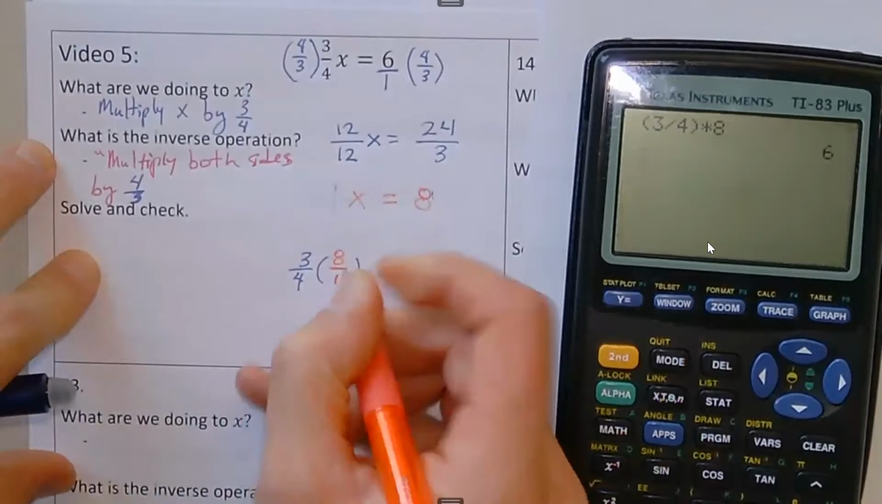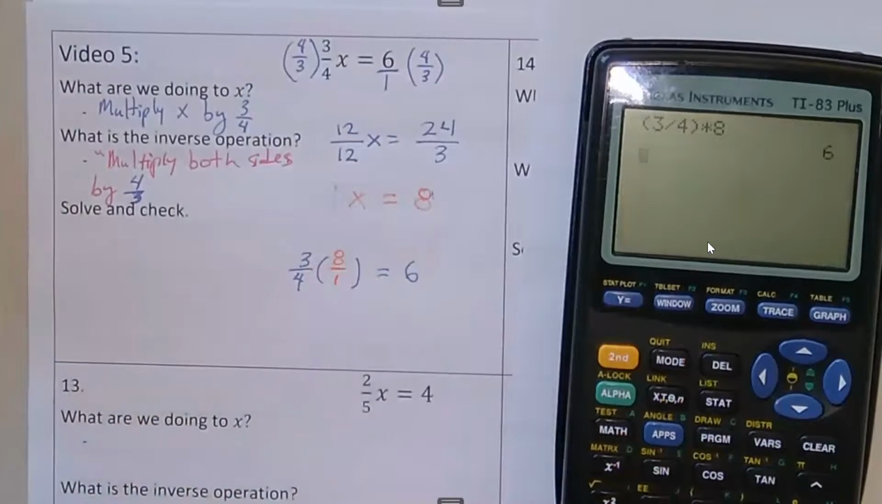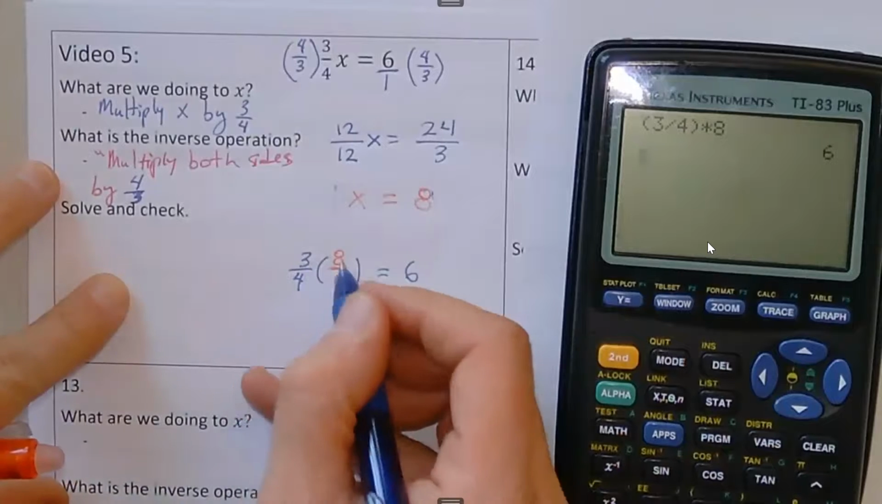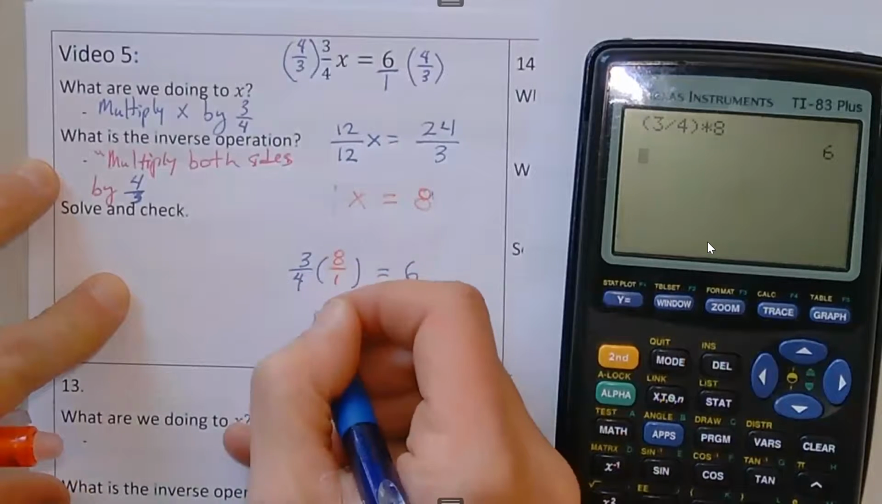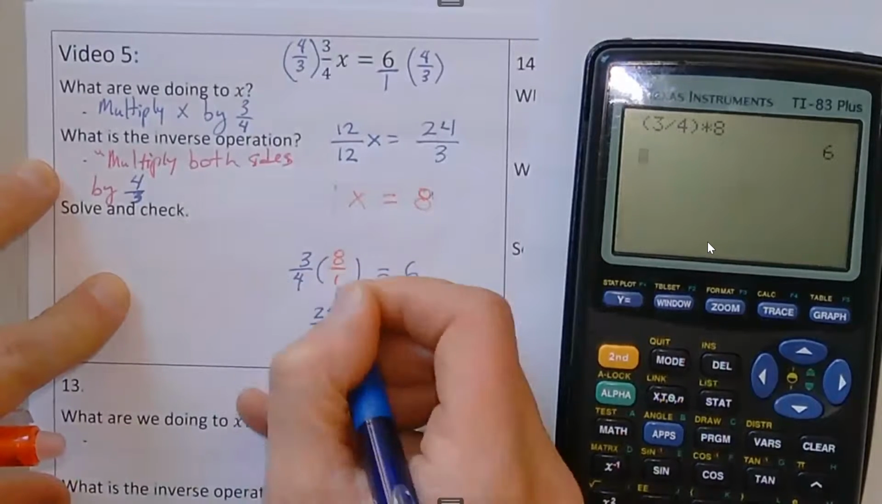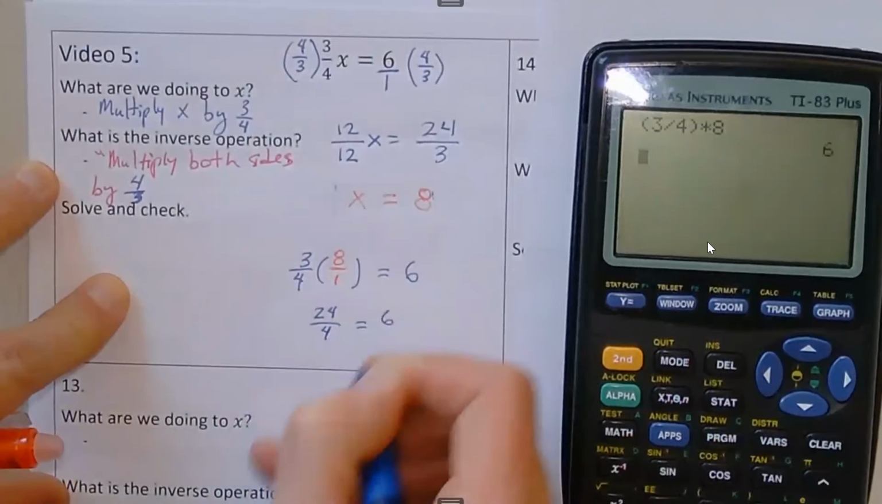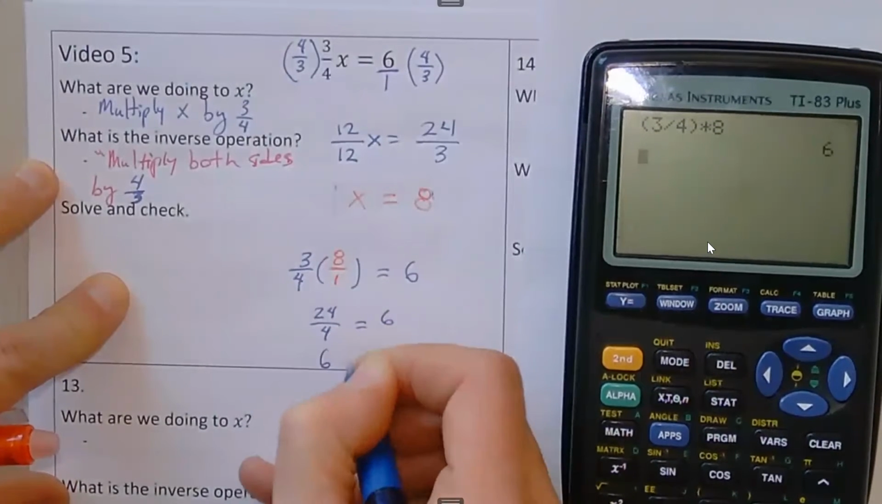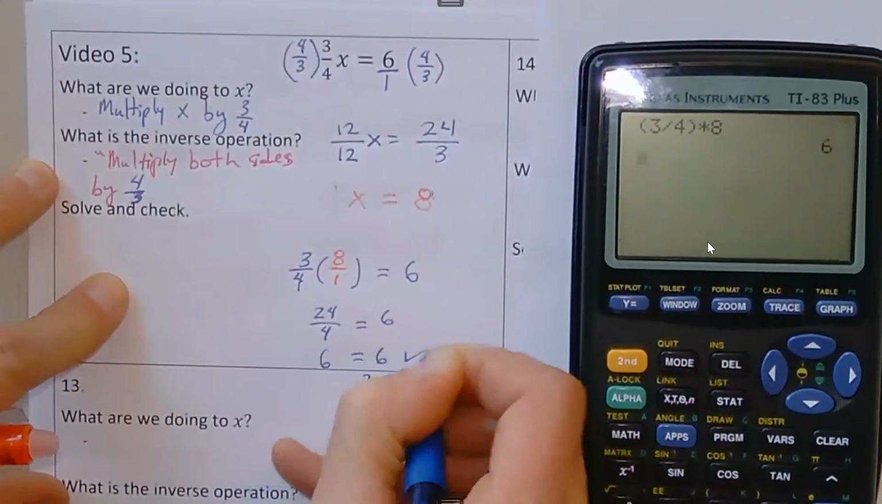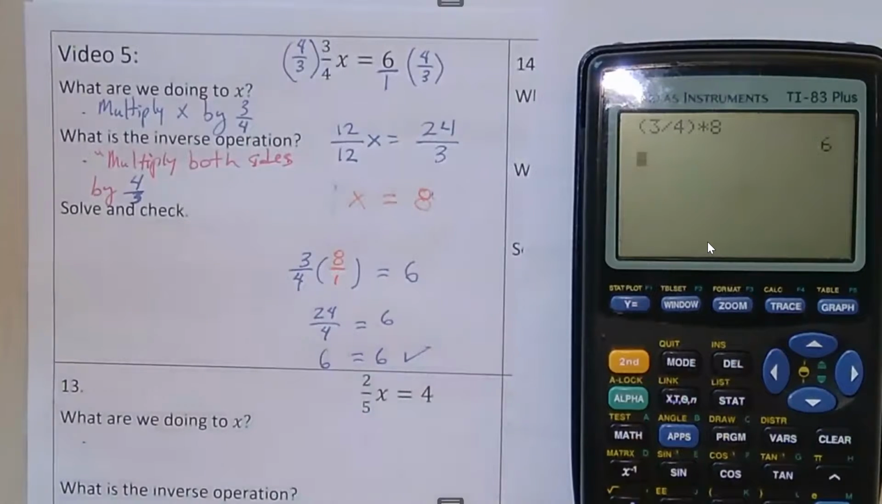If you're thinking about this as a fraction, this is like 8/1. So this is 3 times 8 is 24, over 4 times 1 is 4. Equals 6. 24/4 is 6. 6 equals 6. And you've checked it.